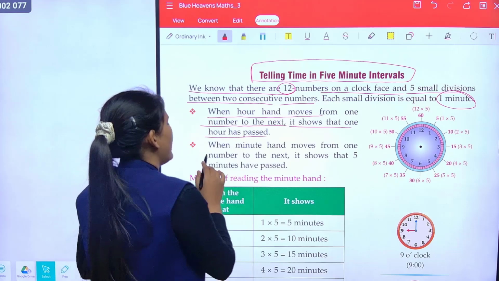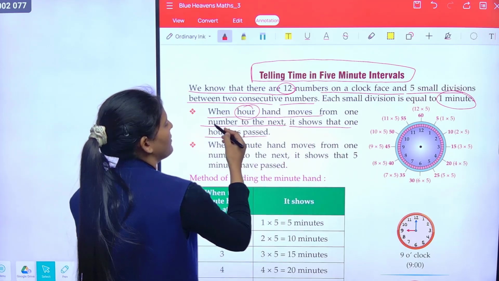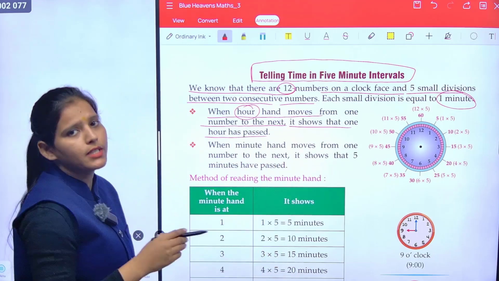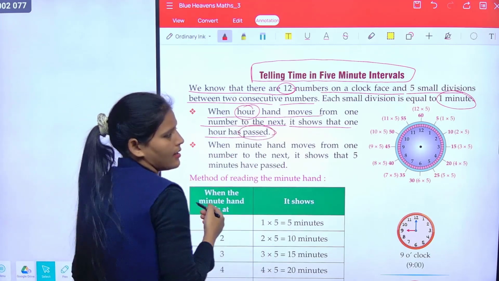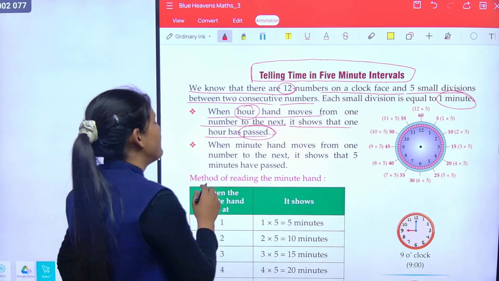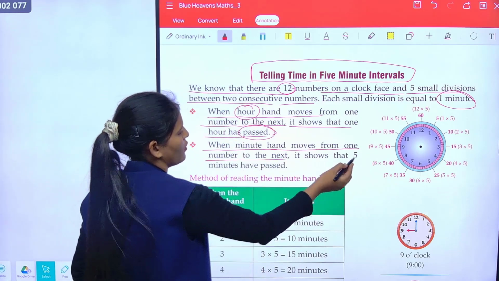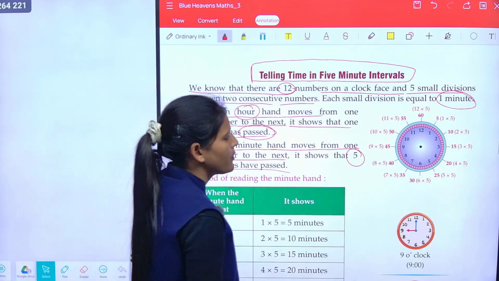it's shown that 1 hour has passed. When the hour hand moves from one number to the next number, it means 1 hour has passed. When the minute hand moves from one number to the next, it's shown that 5 minutes have passed. Okay.